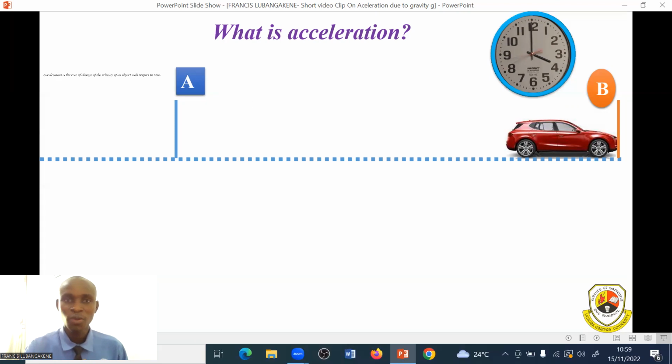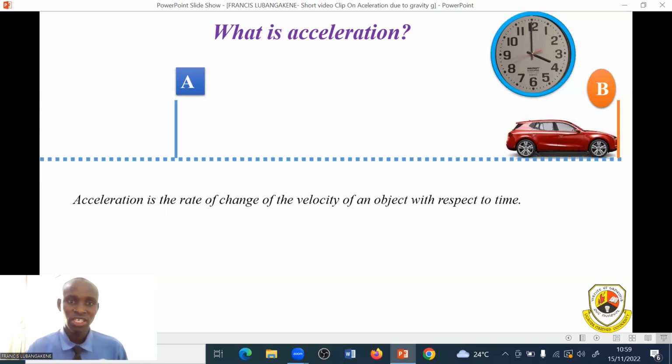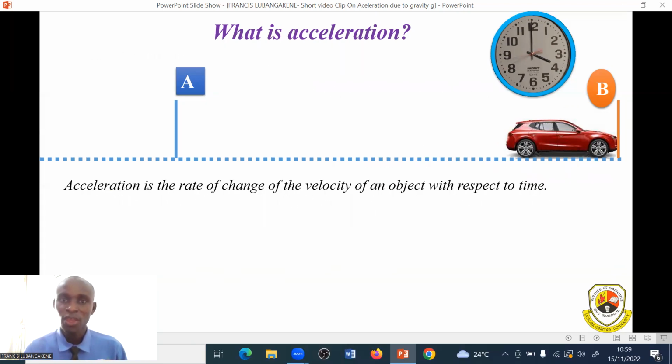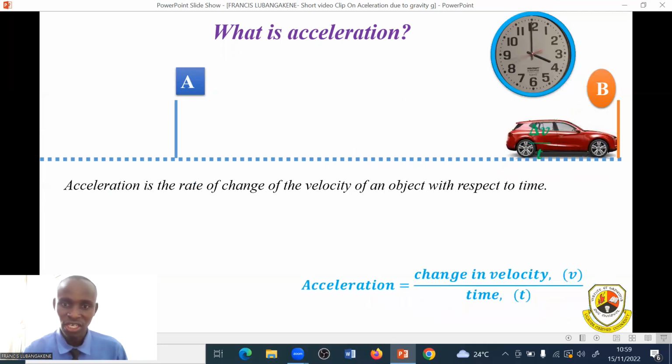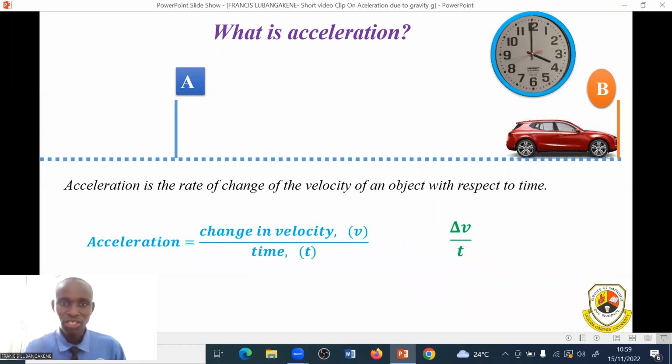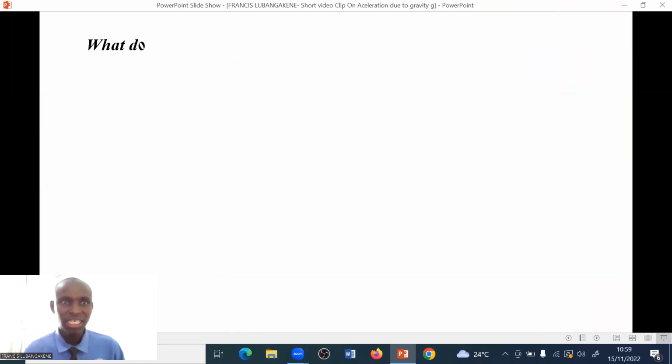So by definition, acceleration is the rate of change of velocity of an object with respect to time. Mathematically, we present acceleration as a ratio of change in velocity to time. So the ratio of change in velocity to time gives us acceleration. I think that is quite better to appreciate. And if so, then what do you understand by gravitation?